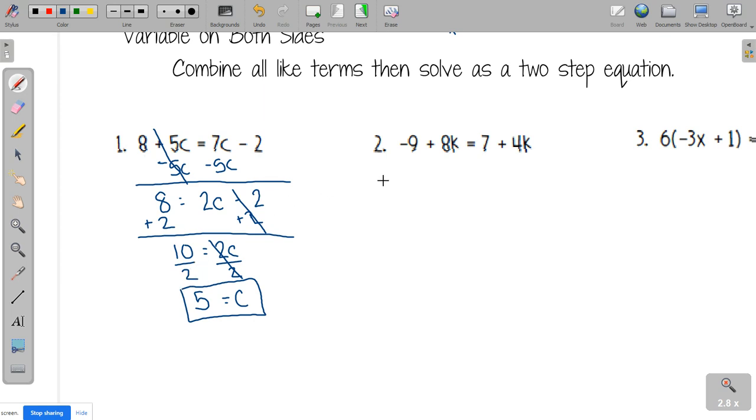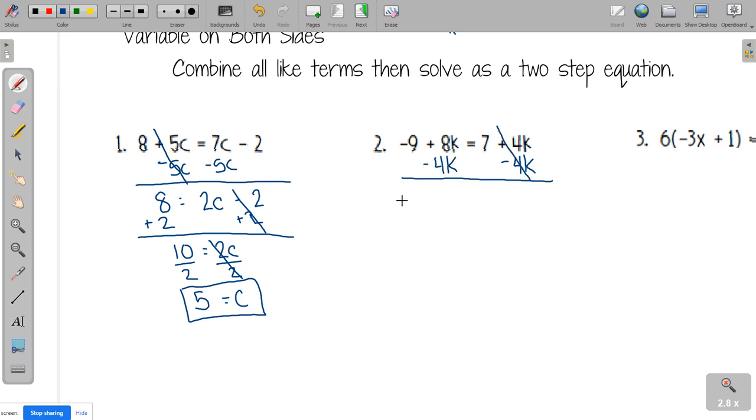Let's look at the next problem. We have negative 9 plus 8k equals 7 plus 4k. Let's move all the k's to one side. We have 8k and 4k. 8k is larger, so let's move the 4k over. So this is plus 4k, so we're going to subtract 4k from both sides.